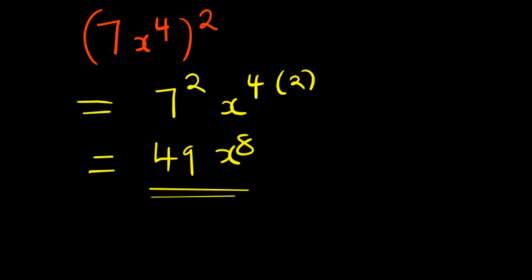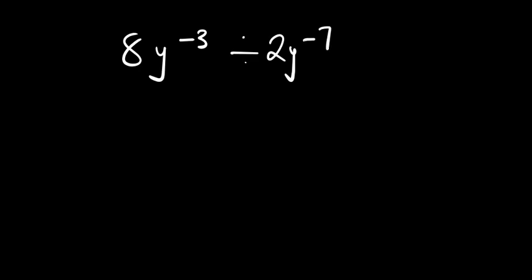So basically that. Let's solve another one. Let's say this time around I've got 8y to the power negative 3, dividing by 2y to the power negative 7. So how am I going to solve this one?